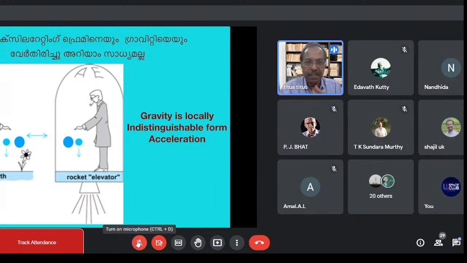We cannot distinguish between an accelerating frame and uniform gravity. They are equivalent to each other, right? Therefore, the statement is that gravity is indistinguishable from acceleration. There is a slight spelling mistake in the word from. Indistinguishable from acceleration. Okay. So what does it tell you further, right?